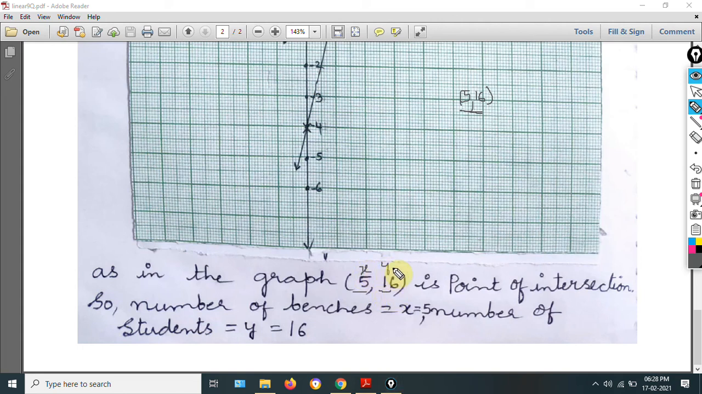The number of benches, how much did we take? The number of benches we took as x. What is the value here? How much did we get? 5. So the number of benches is 5, and the number of students we took as y. What answer did we get for y? 16. So we have got the answer that the number of benches is 5 and the number of students is 16. Okay, so hope you have understood.